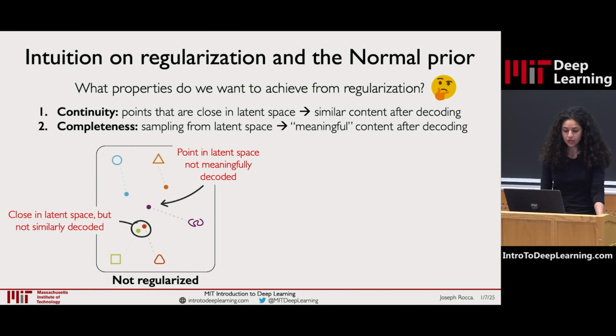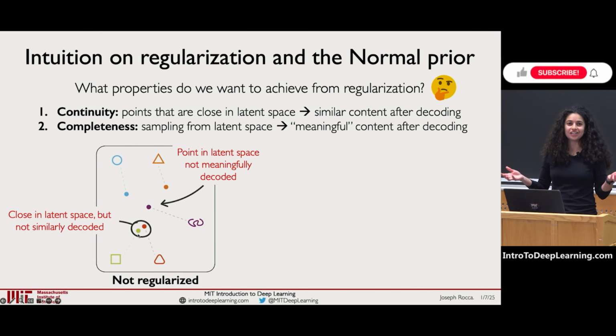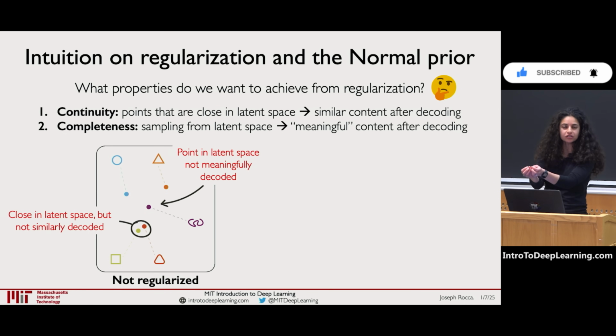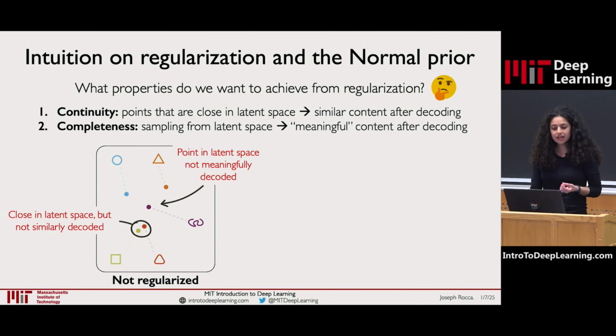So in this example, we're thinking about shapes, right? Squares, triangles, and circles. Here, if a square and a triangle end up close in the latent space, but are not similarly decoded or in the original data space, that's not desired. We want triangles to map closer to triangles than they do to squares. Secondly, if we don't have completeness, if we just draw some sample from the latent space, we could end up with nonsensical squiggles back out, not meaningful shapes.